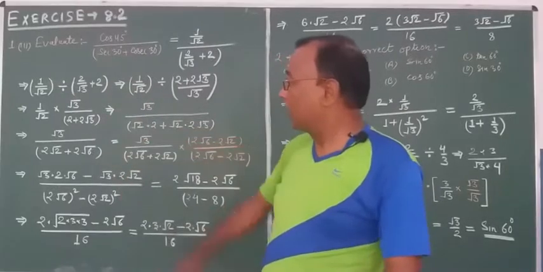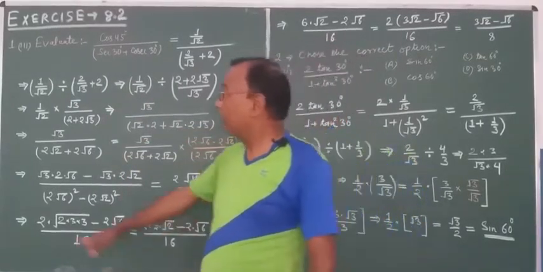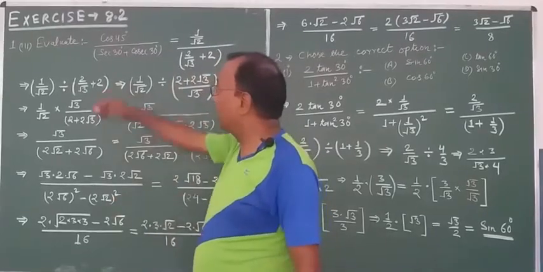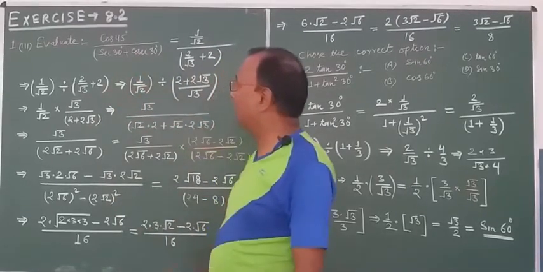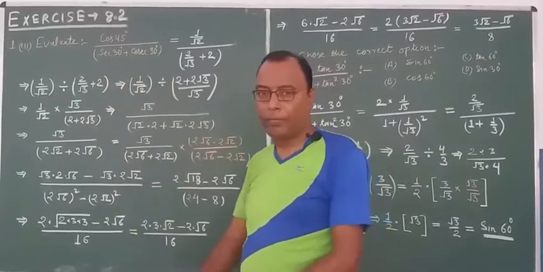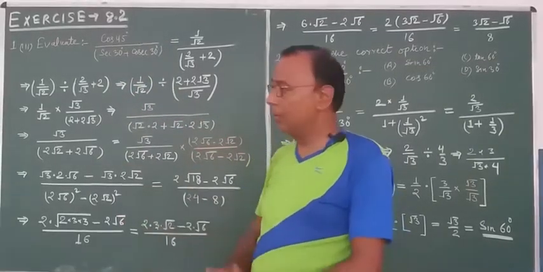So this is question number one, third part. First question, third part. Evaluate cos 45 upon sec 30 plus cosec 30. You have to evaluate this.